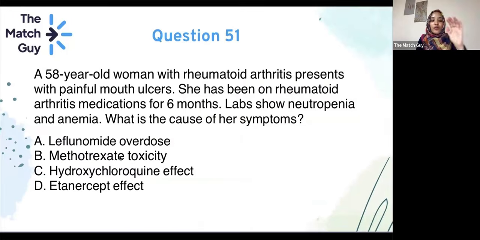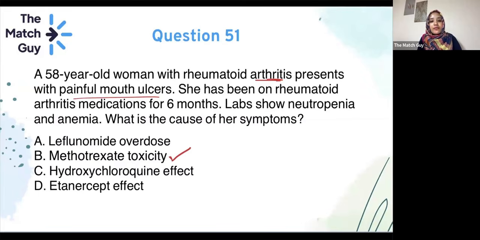Okay, let's see this one. Now we're going to talk a bit further about the management and the drugs that we can use. A 58-year-old woman with rheumatoid arthritis presents with painful mouth ulcers. She's been on rheumatoid arthritis medications for 6 months. There's neutropenia and anemia. What is the cause of her symptoms? Okay, why is everyone saying methotrexate? What is the mechanism of action of methotrexate?